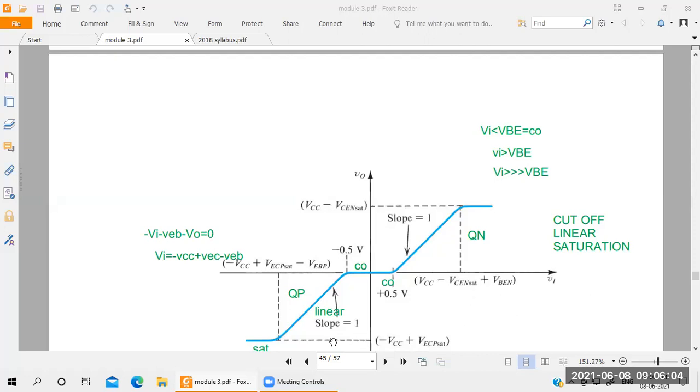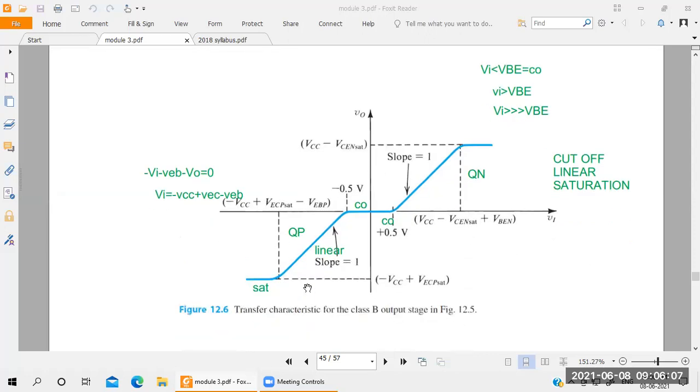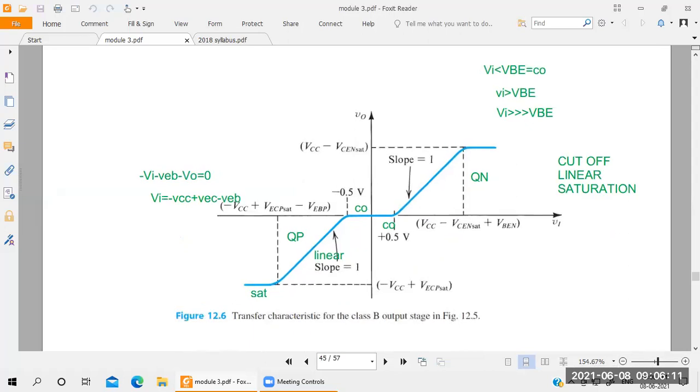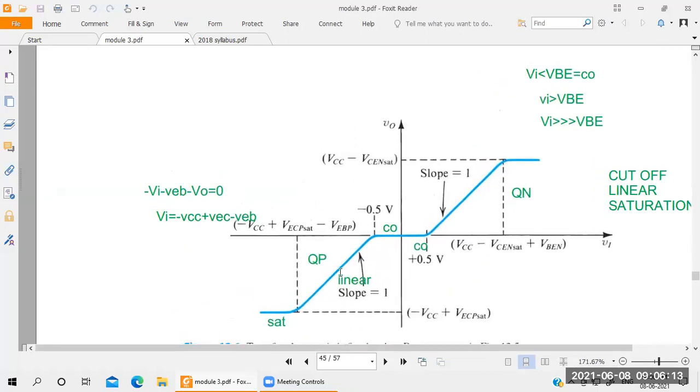Do the same thing for the PNP transistor also. Okay, PNP transistor, it will conduct what here? Negative voltage, right? So that's why you take the third quadrant. In the third quadrant we get negative input voltage and negative output voltage. That's why you have to take the third quadrant. In the third quadrant, what happens here? Below minus 0.5, there is no output voltage.